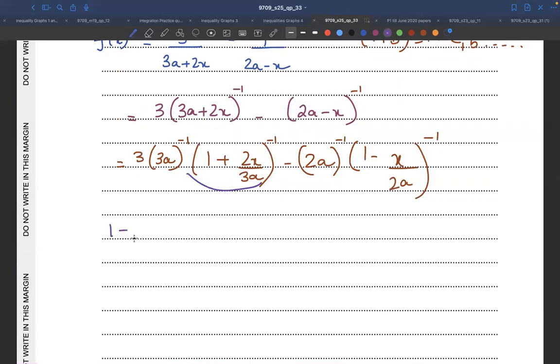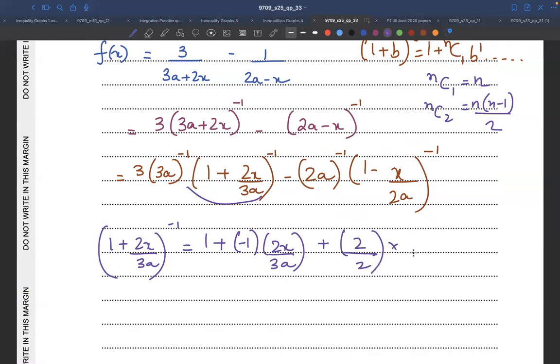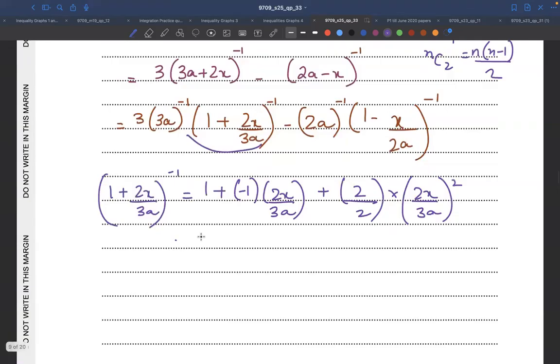So 1 plus 2x upon 3a to the power of minus 1. The formula is 1 plus nC1 b. nC1 is equal to n. In this case, n is minus 1, so we'll get minus 1 into b to the power 1, plus nC2. nC2 is given as n into n minus 1 divided by 2 factorial. So nC2 will be minus 1 into minus 2, that will become plus 2 divided by 2, multiplied by b squared, so 2x upon 3a whole squared. We can simplify and write it as 1 minus 2x upon 3a, and then this 2 and 2 cancel, so we'll get plus 4x squared upon 9a squared.